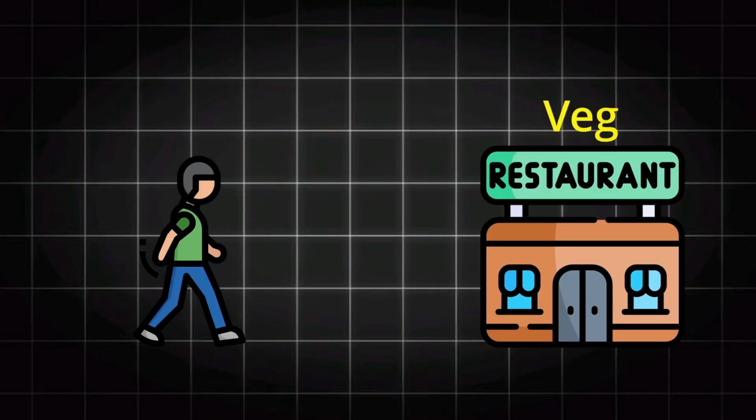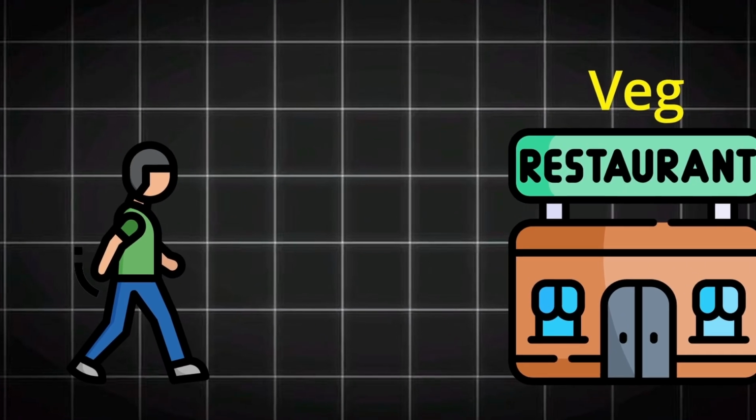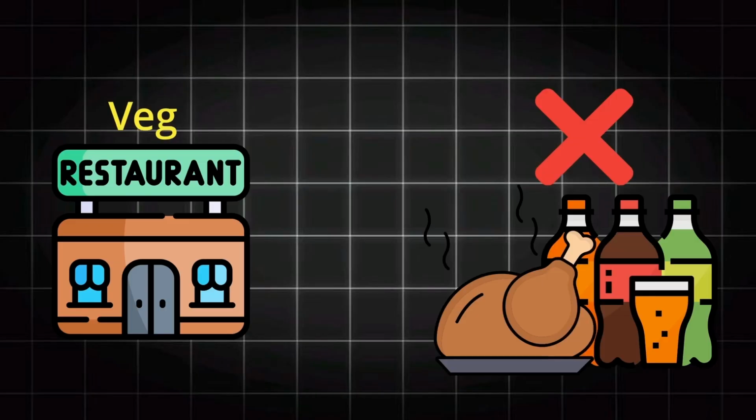Think of it, let's suppose you go to a veg restaurant. Do you ever think that inside the veg restaurant you can get a non-veg menu card, or a drinks menu card? Of course not, right? Because the veg restaurant is only meant to serve the veg menu card functions, and this is what the interface segregation principle says.